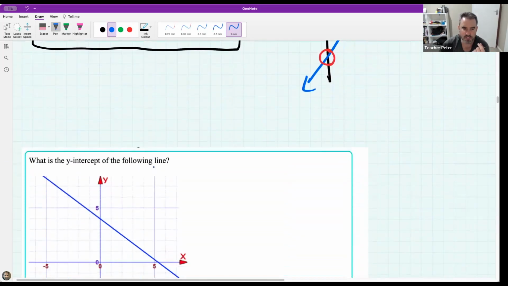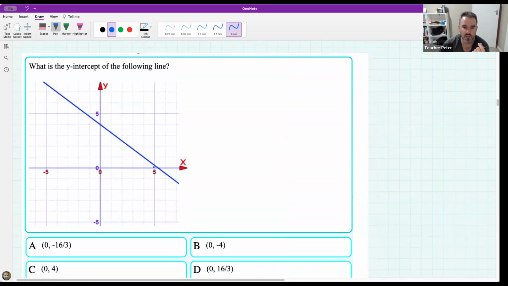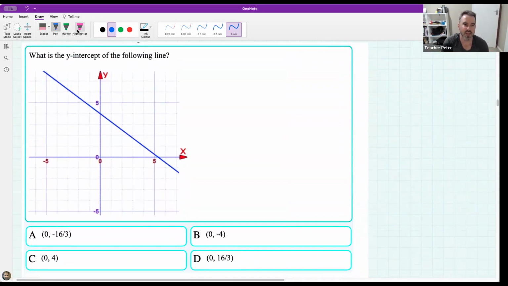But before we do that, let's just check if you can do this multiple choice question. What is the y-intercept of the following line? You choose A, B, C, or D?